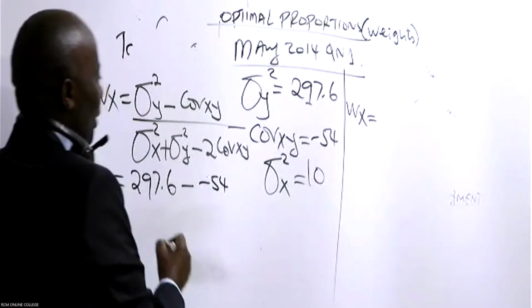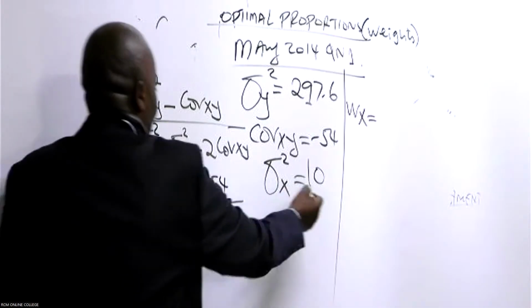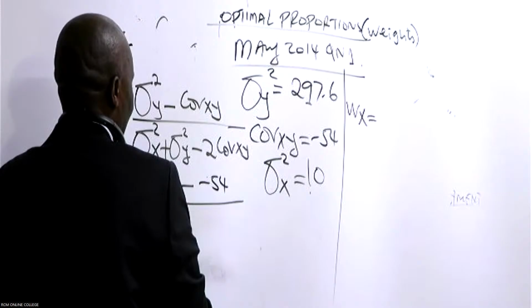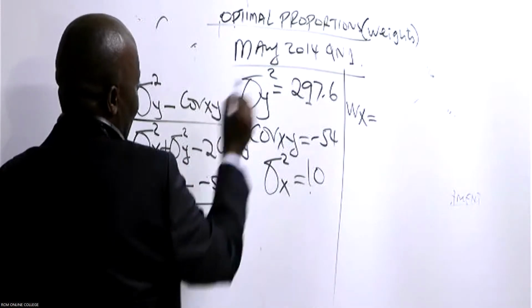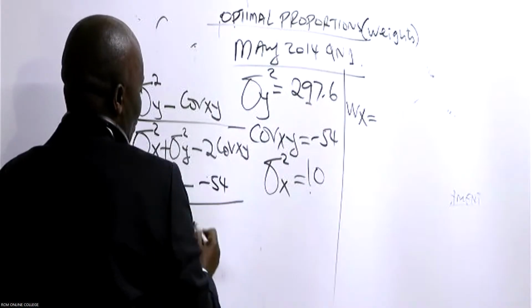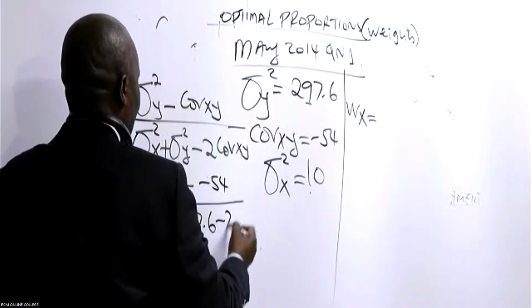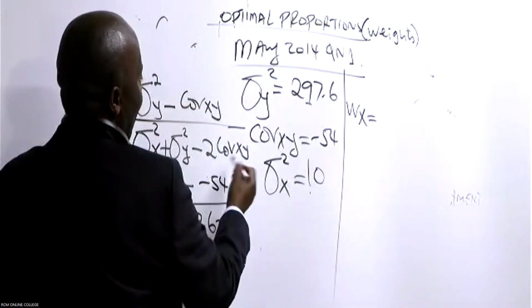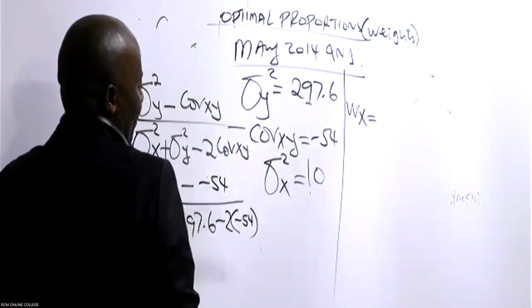Yeah. So then come here and give me the variance of x. I can see it here. It is 10 plus the variance of y. I can see variance of y there. It is 297.6 minus twice covariance 54, which is minus 54 like that.